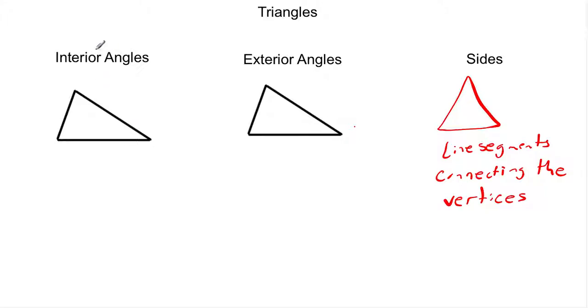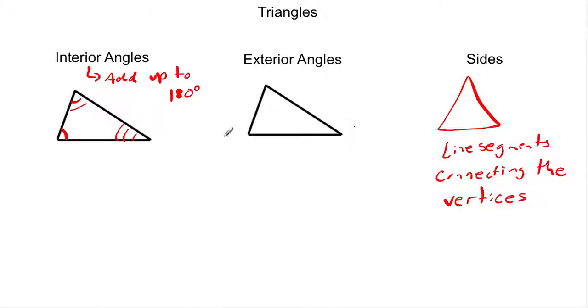Now, there are interior angles. Interior angles are just going to be the angles inside of the triangle. So there are three angles that are inside of a triangle. These add up to 180 degrees. So you can't have more than 180 degrees inside of a triangle.